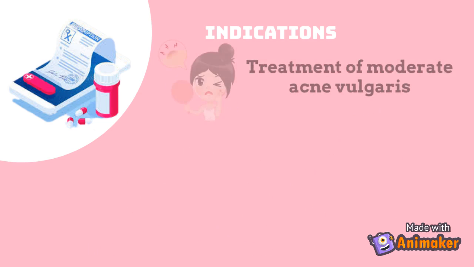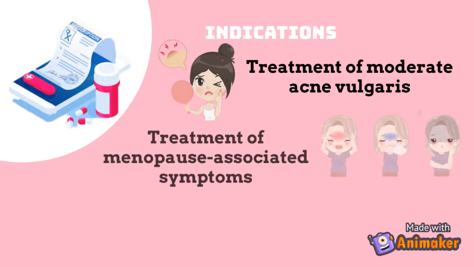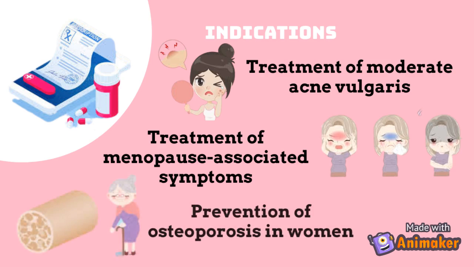I am also indicated for the treatment of moderate acne vulgaris in women at least 14 years of age who have no known contraindications to oral contraceptive therapy and have achieved menarche. I also have approved indications for combination with estrogens for the treatment of menopause-associated symptoms such as vasomotor symptoms and vulvovaginal atrophy. If I am combined with estrogen, I may also aid in the prevention of osteoporosis in women who have been postmenopausal for at least a year and are not candidates for other therapies.